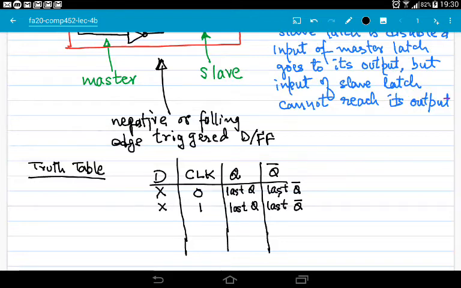Now, when we have falling edge or negative edge of clock, if D is 0, Q will become 0 and Q bar will become 1. And again on falling edge or negative edge, if D is 1, then Q will become 1 and Q bar will become 0.